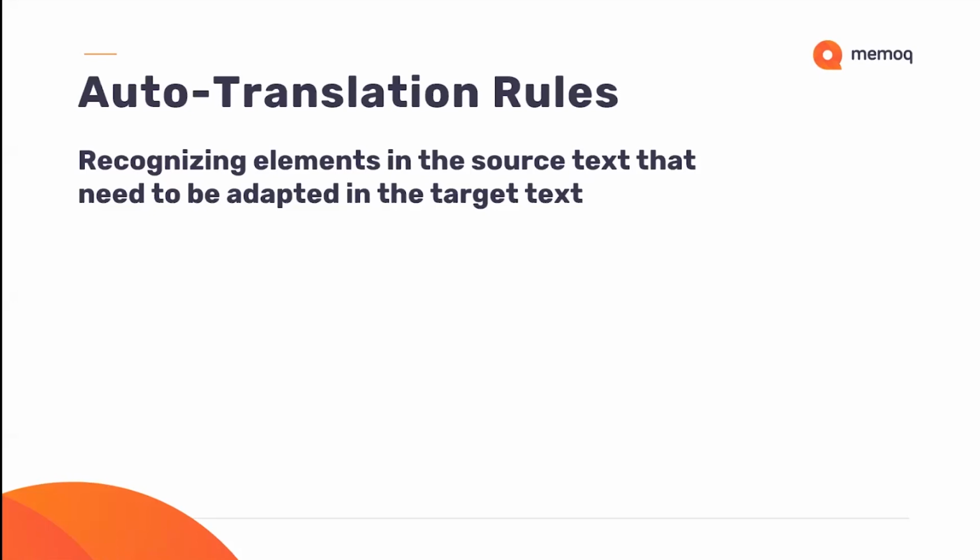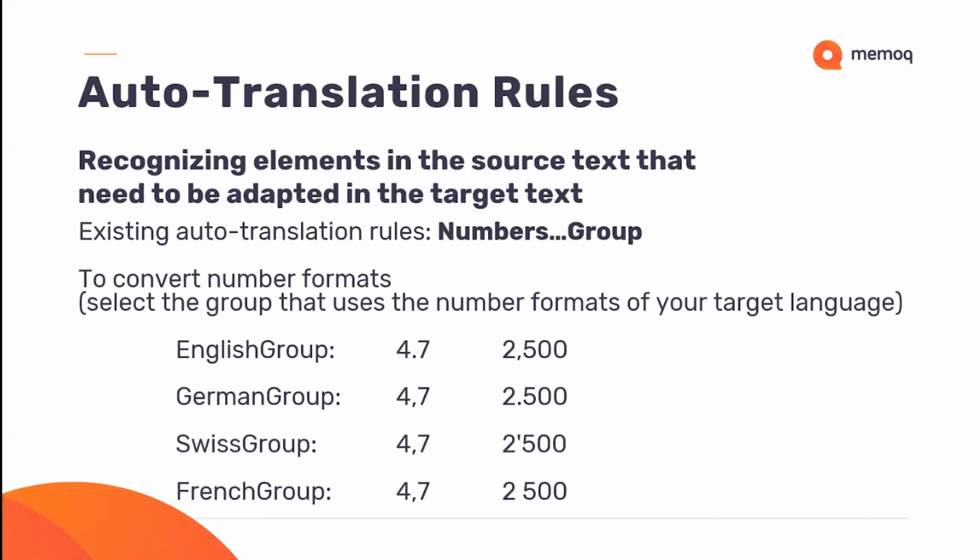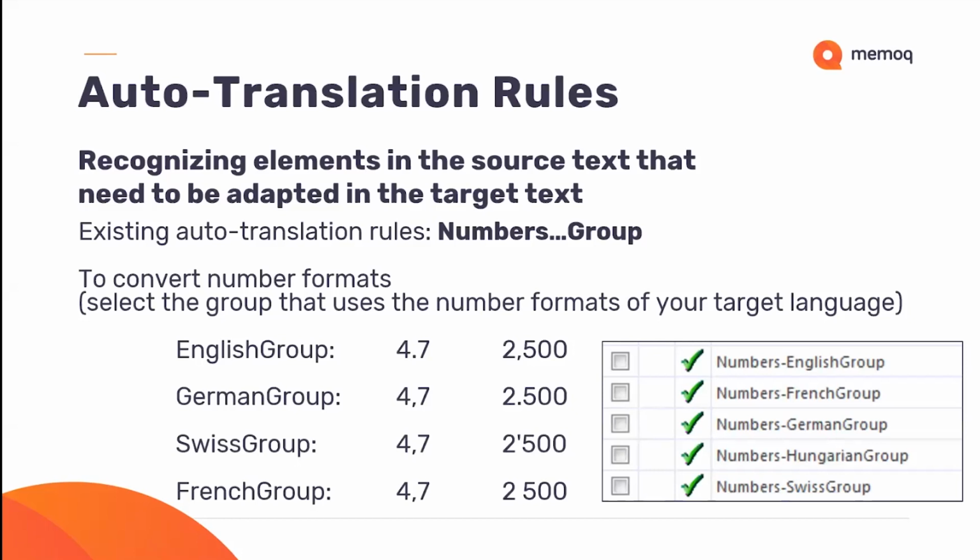You actually might have worked with auto-translation rules already because memoQ comes with the so-called numbers groups, and they are already in the auto-translation rules set, which means when you have to convert number formats, like decimal numbers with a dot into decimal numbers with a comma, or larger numbers where the dot and the comma need to change as well, then you would have these numbers groups and you could just activate them in the list of the auto-translation rules. You would always choose the one that has the rules that apply most closely to your target language.